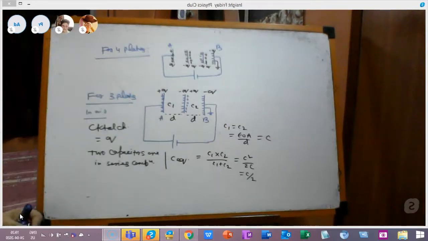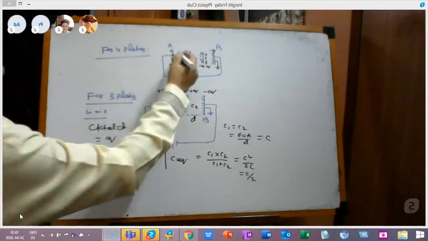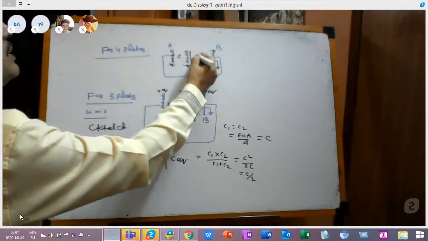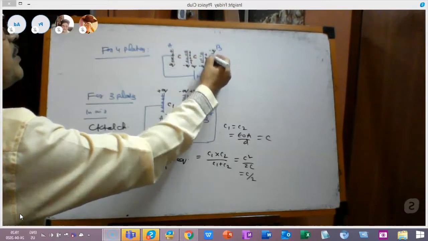Okay, so this time how many capacitors are there? This one has capacitance C, this one equal to C, this one equal to C.